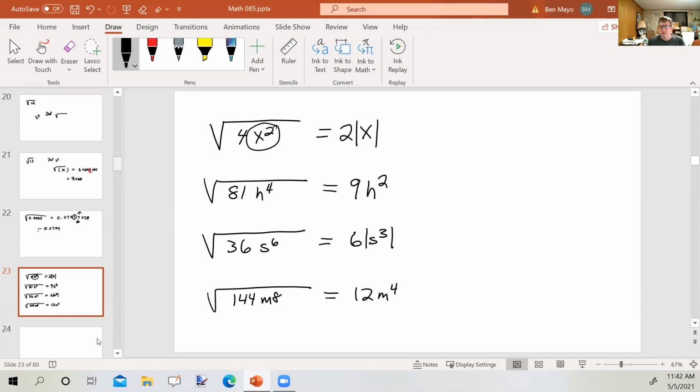I would say, rather than trying to memorize each case by case, just think each case through and say, okay, could this answer be positive or negative? If it can't be negative no matter what, you don't need absolute value bars. If it could be negative and we're taking an even root, then we have to protect it with absolute value bars.